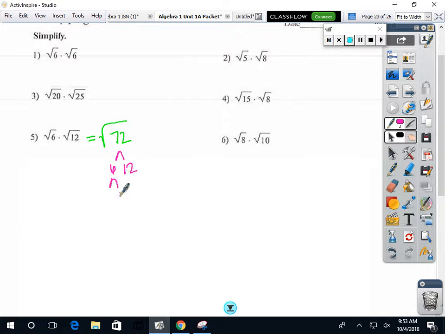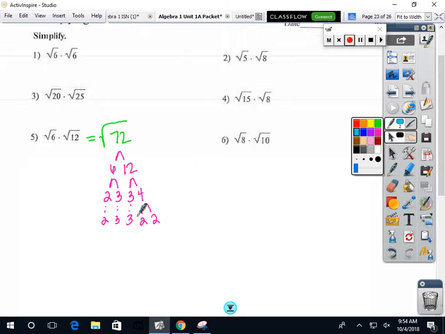And then 6 breaks down into 2 and 3. 12 breaks down into 3 and 4. And then these are all primes, so they just drop. And then 4 will break down once more into another set of 2's. Okay, now you circle any sets you have. Anything not circled gets to go back under the radical. Kill, kill, kick out, putting what on the outside? 6.